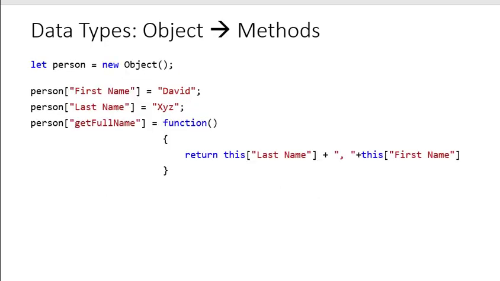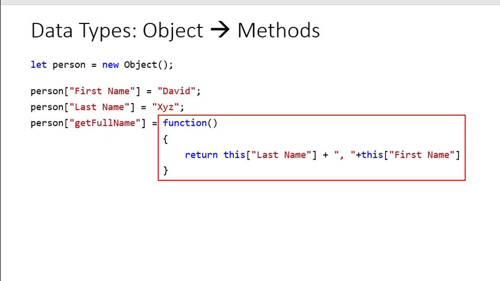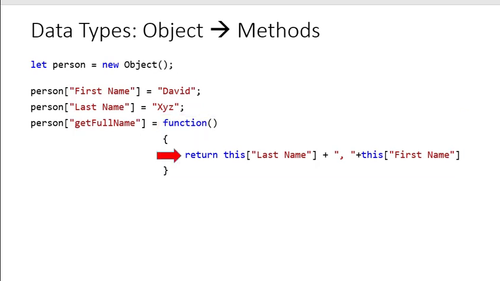In JavaScript, functions are also objects, so you can assign functions to properties like we assign objects to properties. Here in this example, a function is assigned to getFullName property. The function concatenates last name and first name and returns it as a full name. The return statement is used to return a value from a function. If there is no return statement written, a function returns undefined.